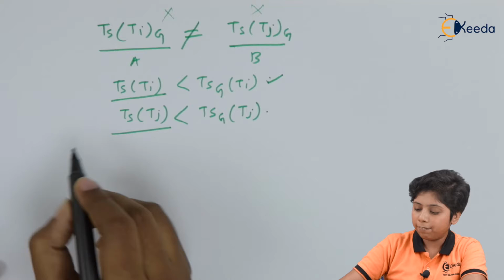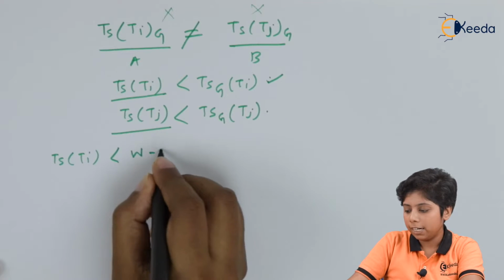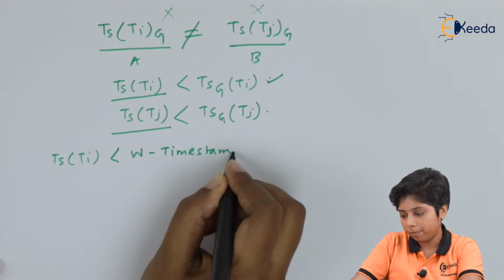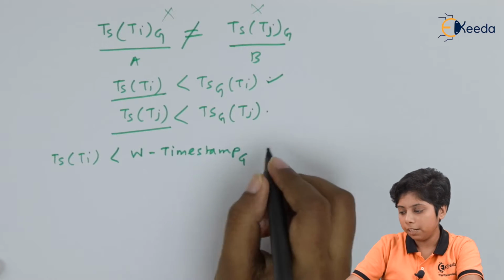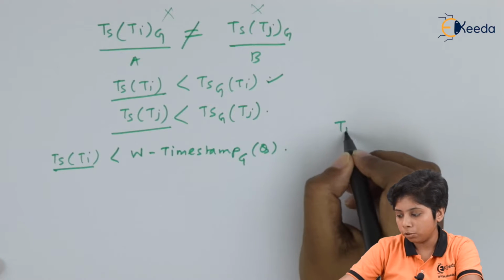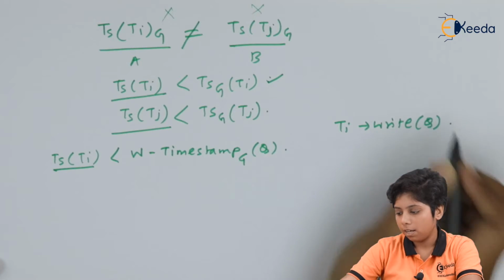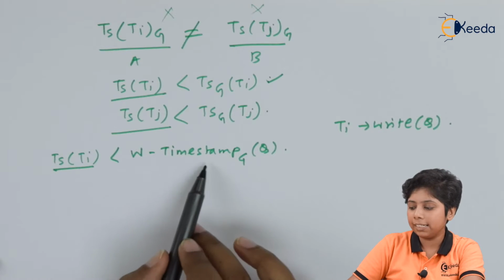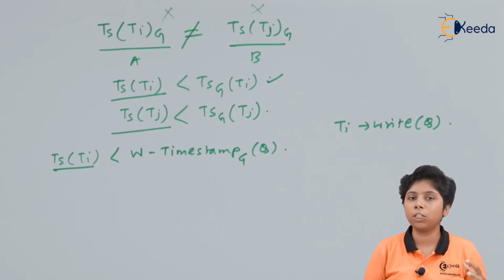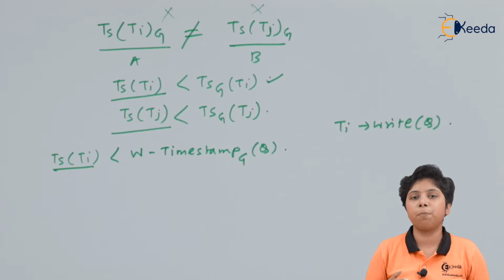Now say if this TS(TI) is less than this W-timestamp(G, Q). That means TI has issued a write(Q), and now it is less than the W-timestamp(G, Q). That means globally that value is not yet written, and any local copy can be given the permission to write the data.